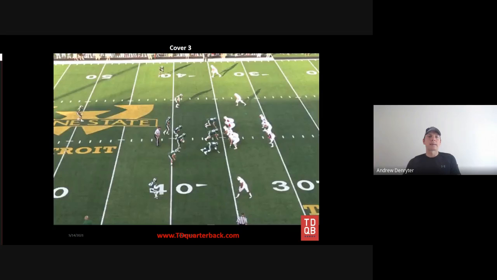And this safety is deep, 5, 10, 15 yards, right? You can tell because we're counting the lines. He's 15 yards deep, smack in the middle of the field. That guy's playing some sort of one high shell, whether it's cover 1 or cover 3. Right? We look for the indicators everywhere else.